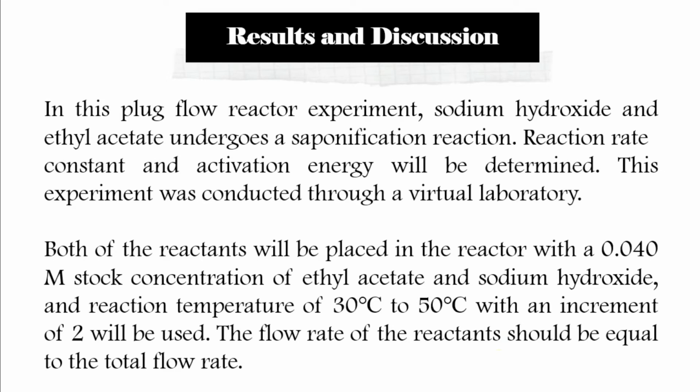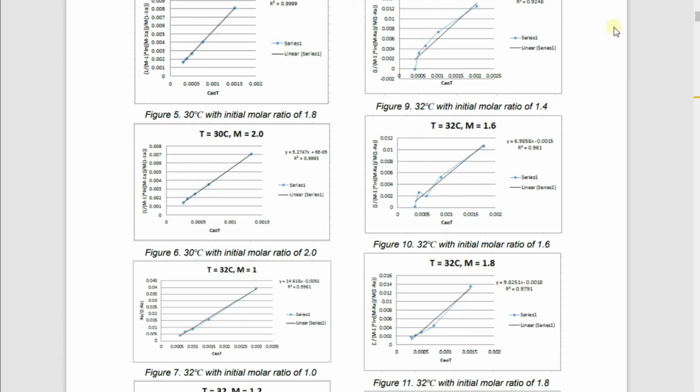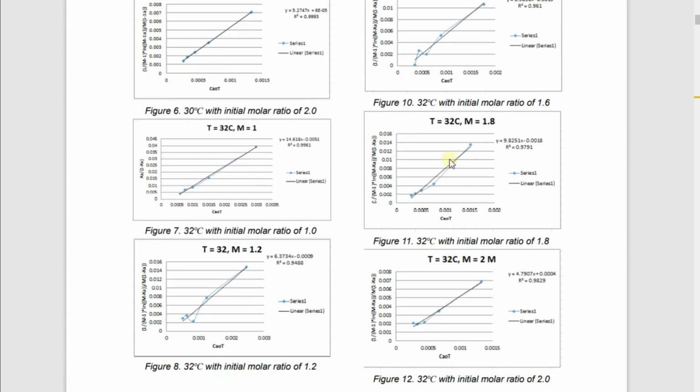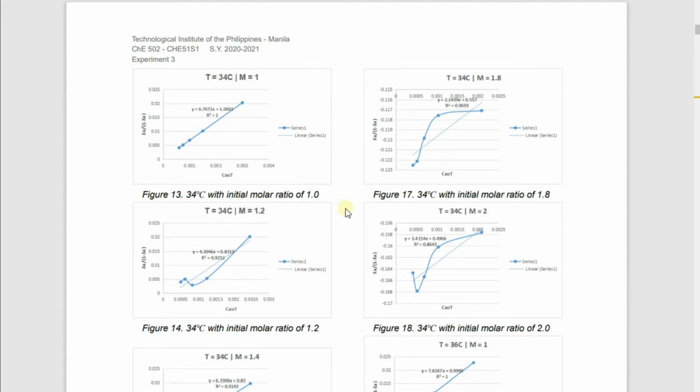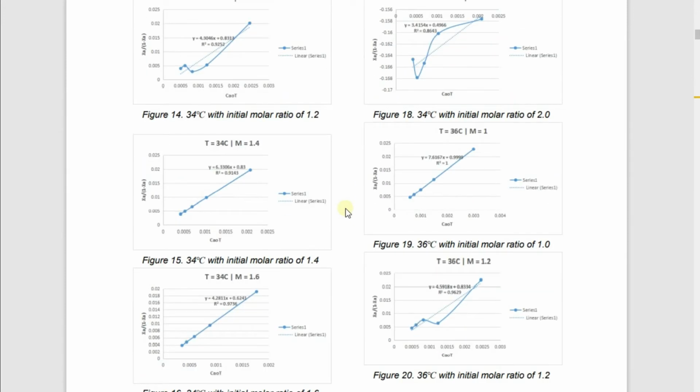This experiment was conducted through a virtual laboratory. Both of the reactants will be placed in the reactor with a 0.040 M stock concentration of ethyl acetate and sodium hydroxide, and reaction temperatures of 30 degrees Celsius to 50 degrees Celsius with an increment of 2 will be used. The flow rate of the reactants should be equal to the total flow rate. The data gathered from the several flow rates and conductivity value, time, conversion of the reactions and the reaction rate constant is determined through a series of calculations by using the formula for plug flow reactor experiment.